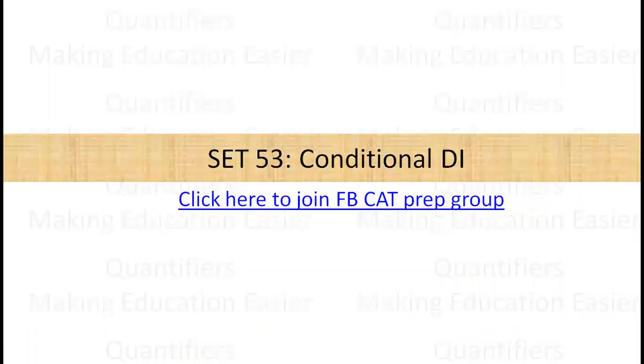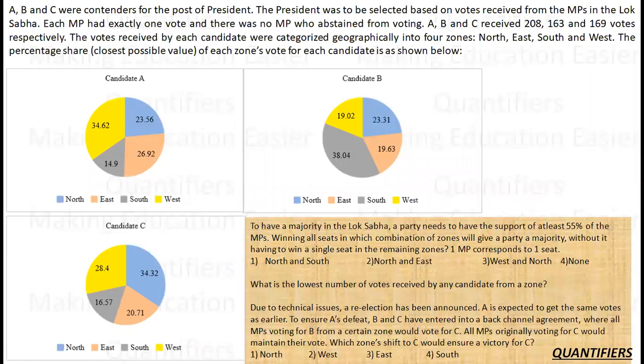Okay. Now, what does today's set say? Today's set tells us that there are three candidates who are contesting in elections, and they are running for the post of president. The president was to be selected based on the votes received from the MPs in the Lok Sabha. Each MP had exactly one vote. There was no MP who abstained from voting.